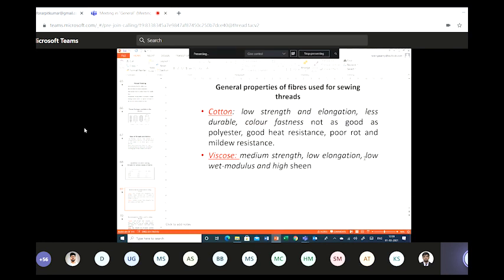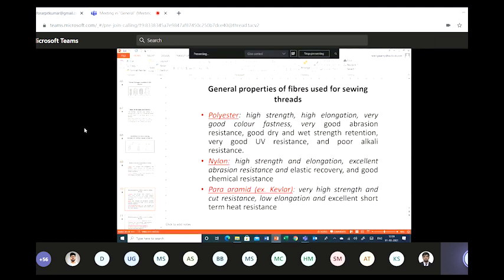But the very negative point is it has a low wet modulus. So if you use these threads for some application where water will come to the fabrics, then you can't use the viscose threads. So viscose rayon threads are not suitable for applications involving wetting of the fabrics, and it gives a very high glittering effect, very glittery and lustrous.